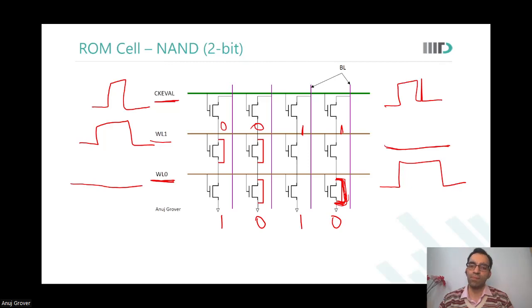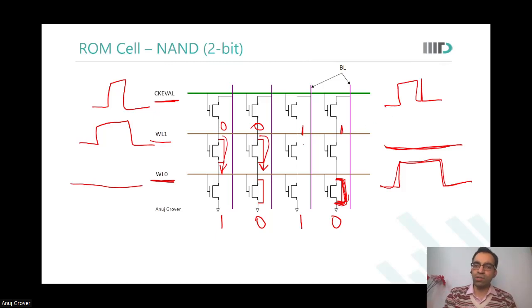Can you repeat this part again? When I want to read word line 1, I will keep word line 1 at 0. Word line 0 goes high, and clock goes high. What do I read? Now, even though word line 1 is 0, there is still a current path in this. I read 0 there.